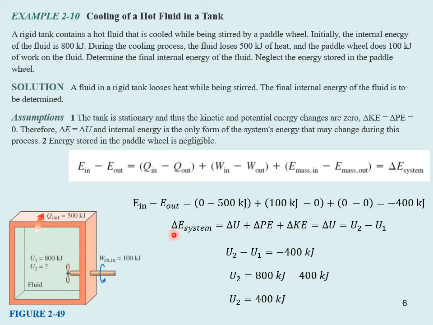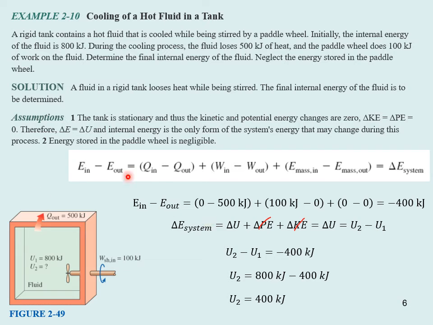So let's calculate how much change in energy of the system. The change in energy of the system is given by the change in internal energy plus the change in potential energy plus the change in kinetic energy. Now, both the potential energy terms and the kinetic energy terms are 0 because nowhere in the problem does it say the fluid changes elevation or speeds up. So therefore, those terms are 0, and the change in energy of the system is just equal to the change in internal energy, which is U final minus U initial.